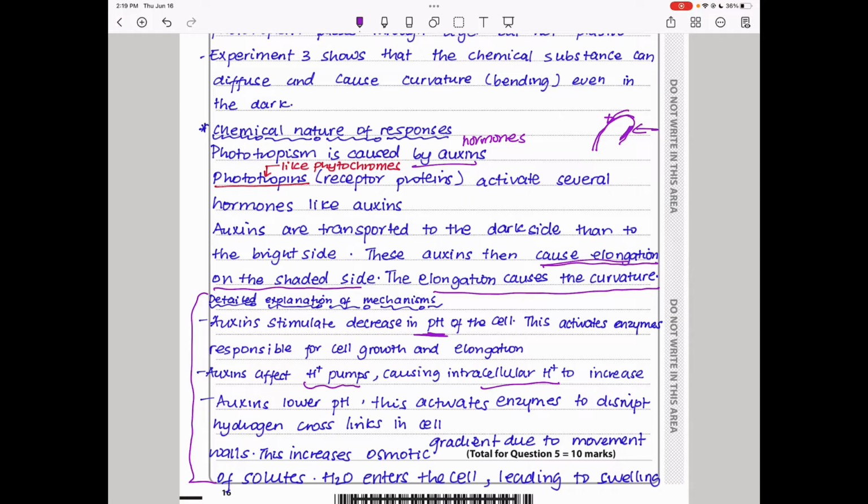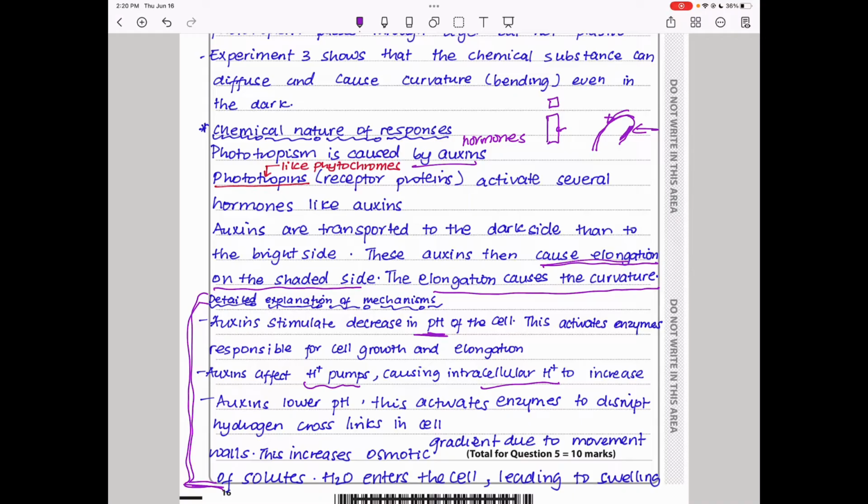So in this case, when the pH is lowered, the enzymes are activated to disrupt the hydrogen cross-links in the cell wall, and then this increases the osmotic gradient for the movement of solutes in, and when the solutes enter, it causes swelling, and that swelling is growth or increase in size. You remember when cells are made, cells have to elongate by taking in water to push and cause the expansion or increase in size of the cell. So this process causes water to come in, and when water comes in, it's going to cause the cell to increase in size.